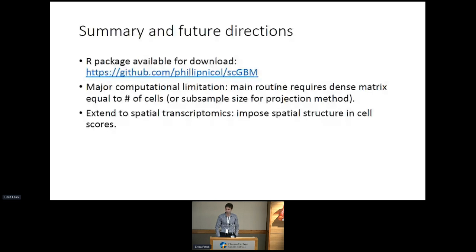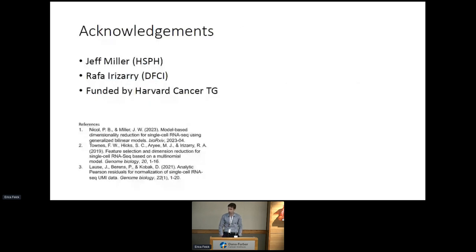And there are a lot of extensions that I'm really thinking about, one of which is extending to spatial transcriptomics by imposing some sort of spatial structure in the V matrix so that you can draw information across sites or spots. And I'd just like to thank my advisors, Jeff Miller and Rafael Zari, and be happy to take any questions. So thank you.